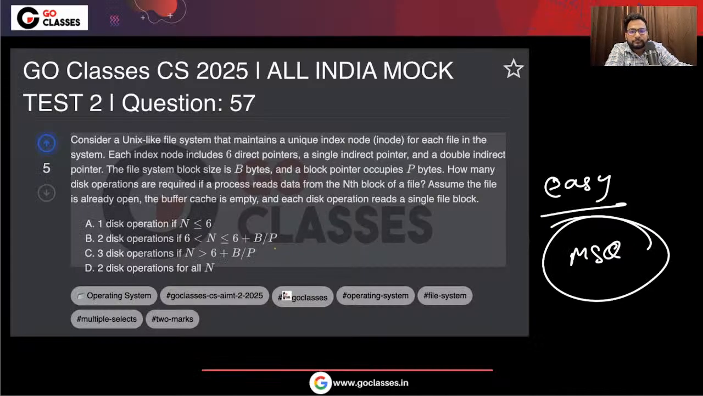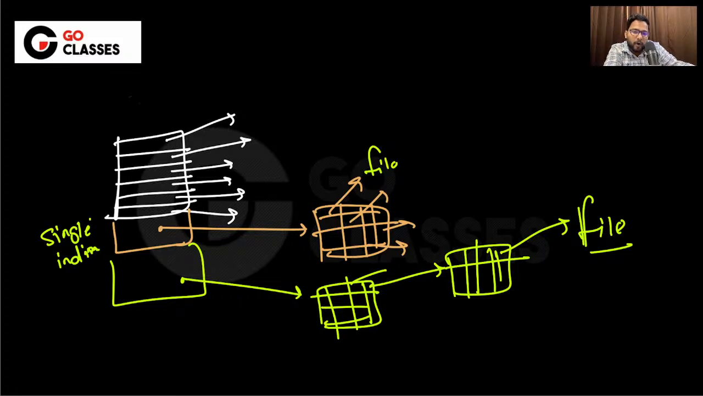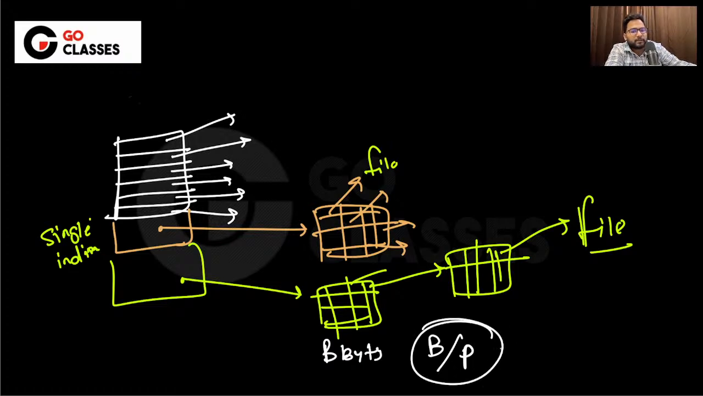Now they are saying the block pointer size is p bytes. So this block size is b bytes. So you can have p by b. Sorry, b by p, right? Block size is b bytes. So b by p number of pointers, right? B by p number of pointers here. Okay, so similarly b by p number of pointers here.